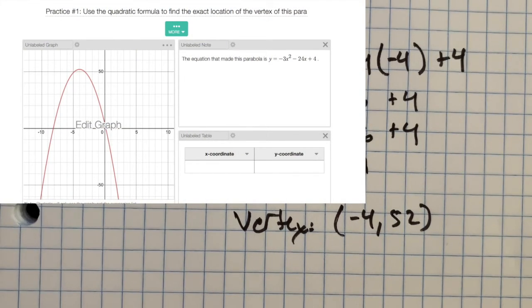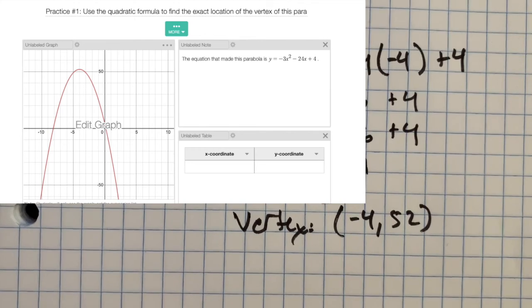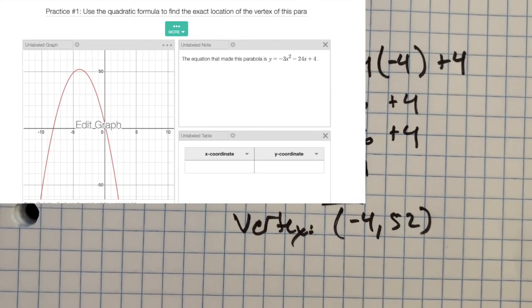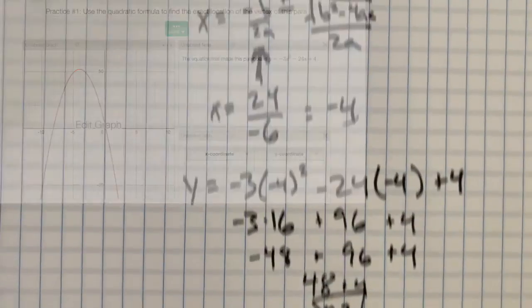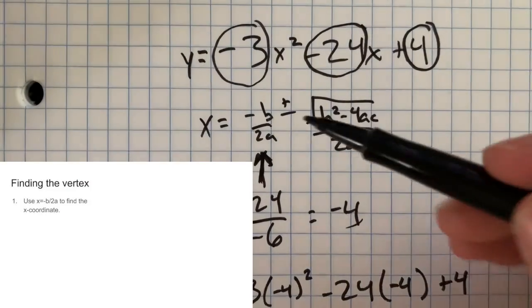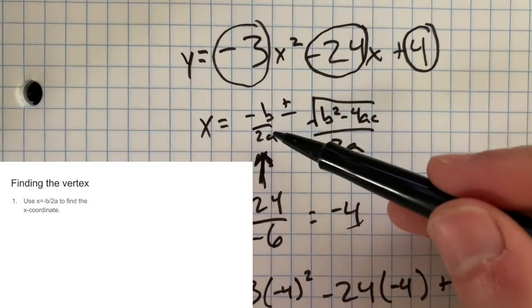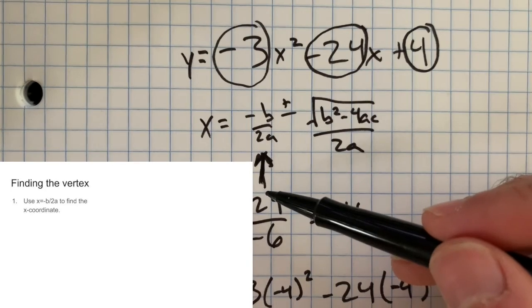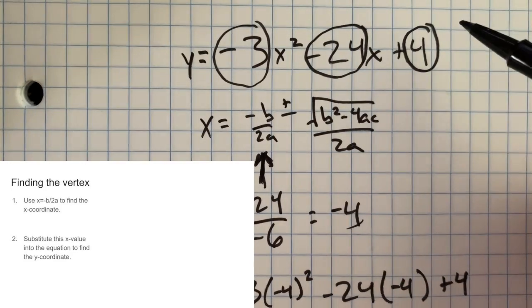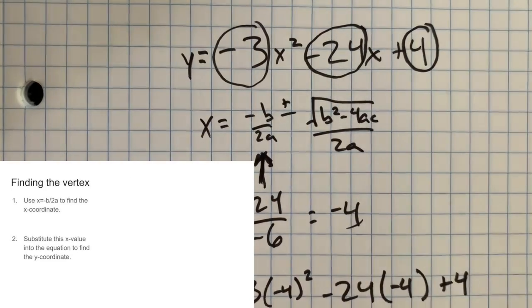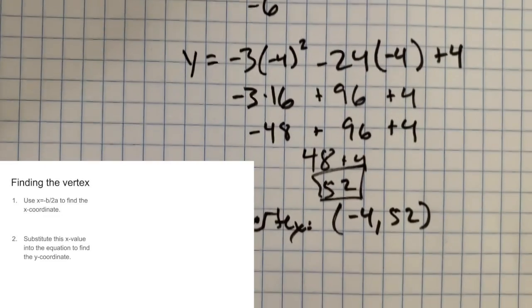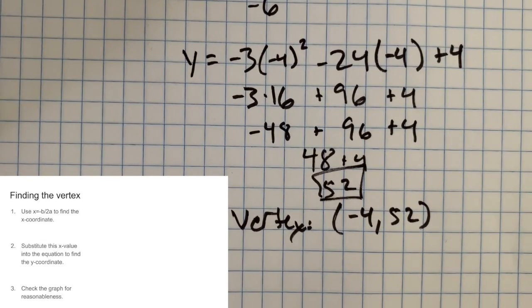I would then just spot check by looking at the graph itself and see, does it look like the vertex is at negative 4, comma 52? And in this case, it does. So once again, I use the first part of the quadratic formula, negative b over 2a, to find the x-coordinate of the vertex. I substituted that into the original equation for x in order to find the y-coordinate of the vertex. And then I checked it against the graph to make sure that I could be right.